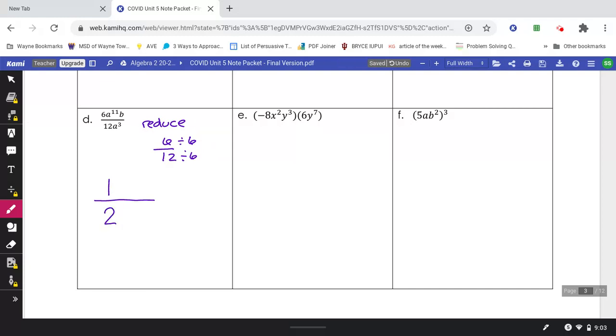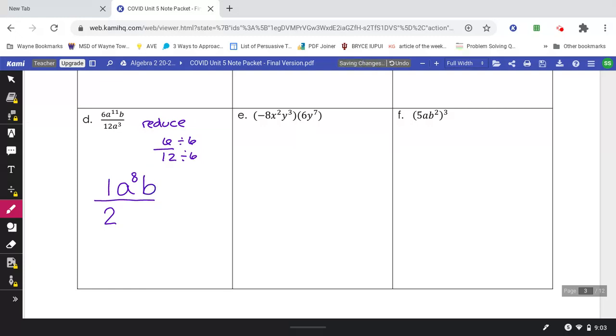And then I look at my a's. I have a to the 11th at the top, a to the 3rd at the bottom. So there are more a's at the top. How many more? 8. Then I notice I have a b, but there's no other b's. So I'll just leave that b where it is.